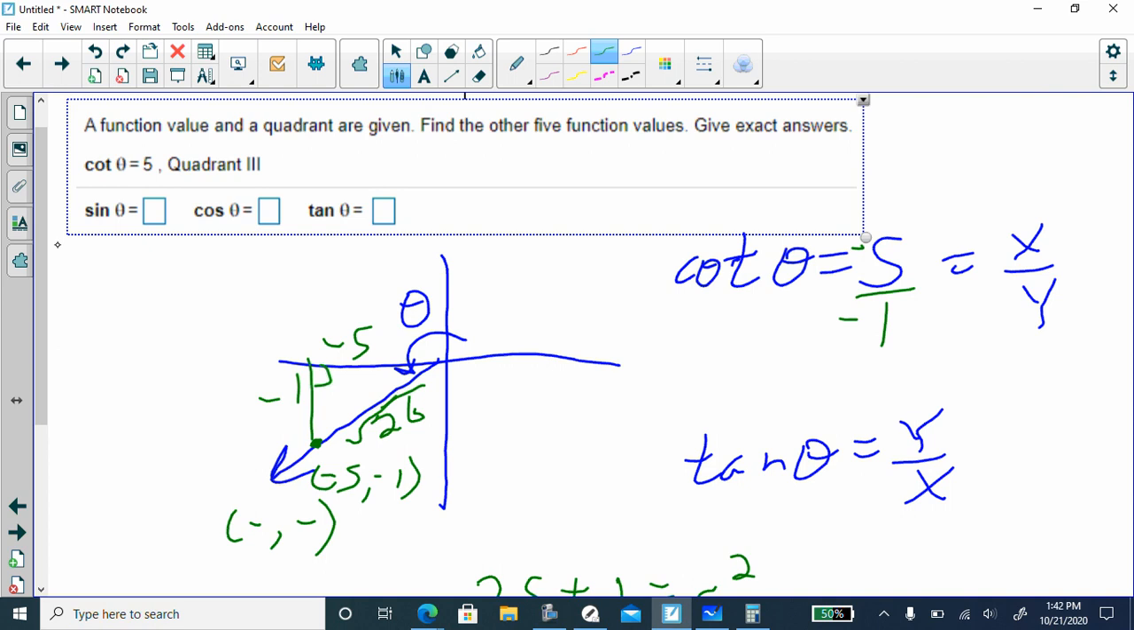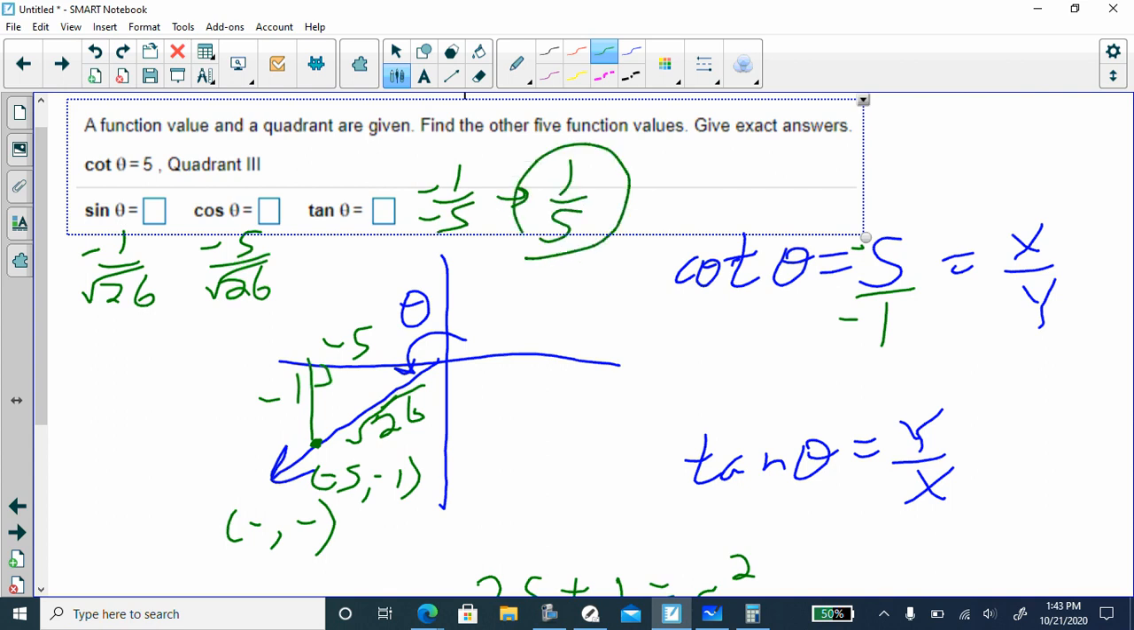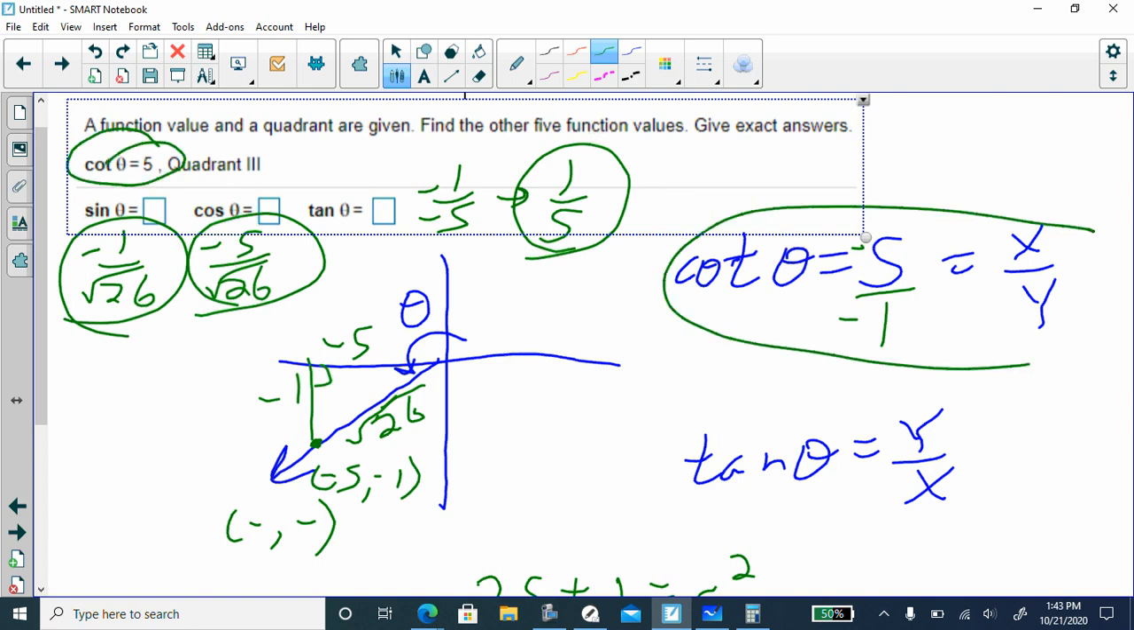So sine is y over r, so -1 over root 26. Cosine is x over r, so -5 over root 26. Tangent is y over x, so -1 over -5, which is also +1/5. Two negatives make a positive. We could rationalize those denominators, or we could leave them like they are. So just by knowing one ratio and knowing our definition for that ratio, we can come up with a point that is on our terminal side.